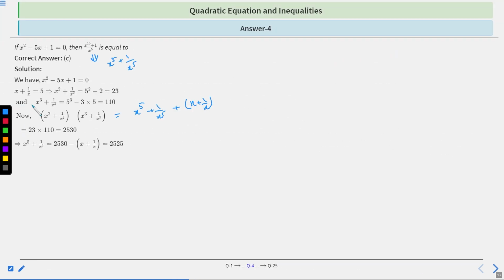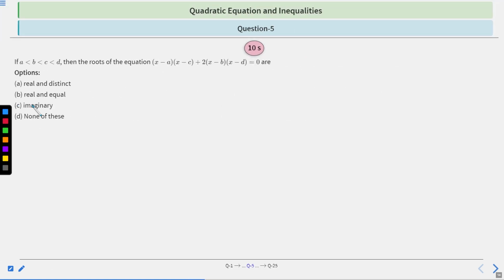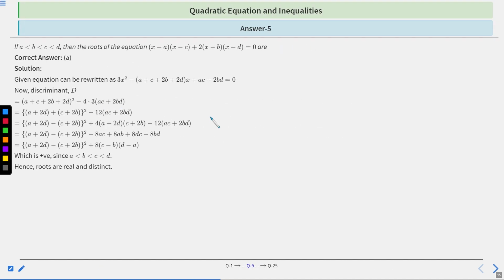Now let's move to the next question, question number 5. It says that if A less than B less than C less than D, then we have to find the roots of this equation. So let's discuss the solution after 10 seconds. Okay, let's move to the solution part. The given equation can be adjusted as 3x square minus A plus C plus 2B plus 2D x plus AC plus 2BD.